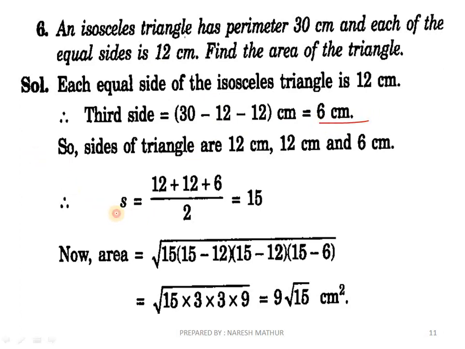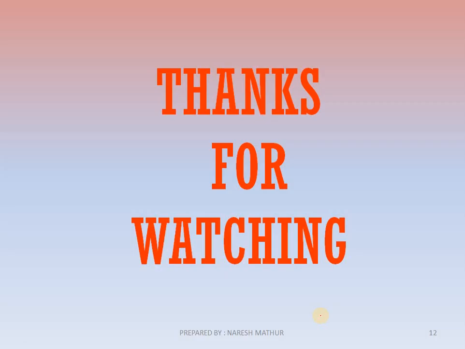Now we can find the semi-perimeter as 15 centimeter. Now the area: 15 into 15 minus 12, 15 minus 12 and 15 minus 6. So we are just left with 9 root 15 centimeter square. So these are the basic questions based on Heron's formula. I would suggest you just practice how to find the square root of any number. Just try to find the square roots in decimal forms, which will help in the next exercise. Alright, just try these questions, practice this.